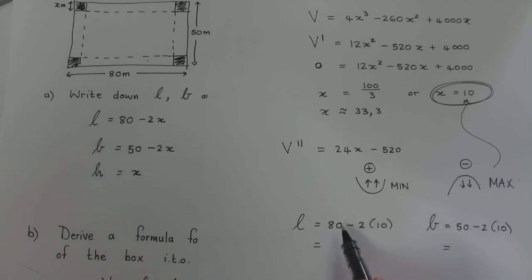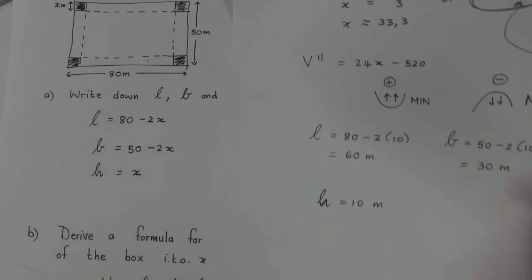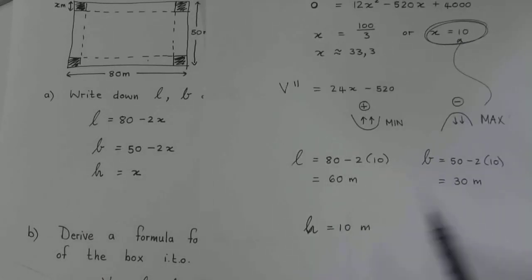Now if I calculate that, 80 minus 20 is 60 meters. And then my breadth, 50 minus 20, is going to be 30 meters. So for those dimensions, let me just move up. Sorry about that. There's the height, 10 meters. So for those dimensions, I then end up having a maximum volume.